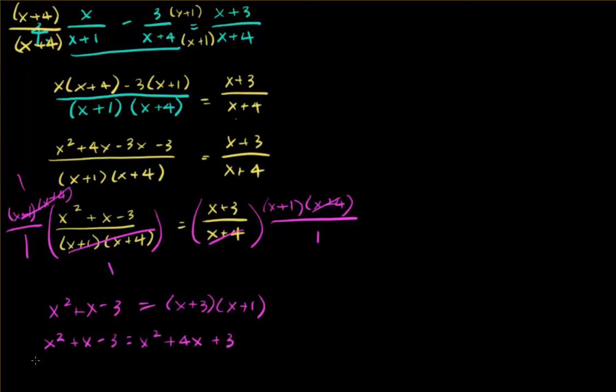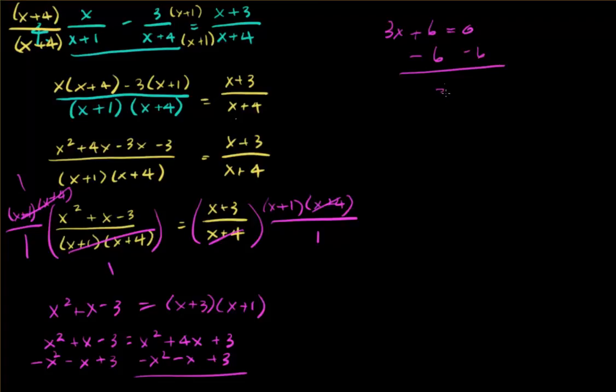Okay, let's go ahead and move the one trinomial to the other side. So I have negative x squared minus x plus 3, and so I get 3x plus 6 equals 0. I'm going to go ahead and subtract 6 from both sides. So I get 3x equals negative 6. Divide both sides by 3. X equals negative 2.